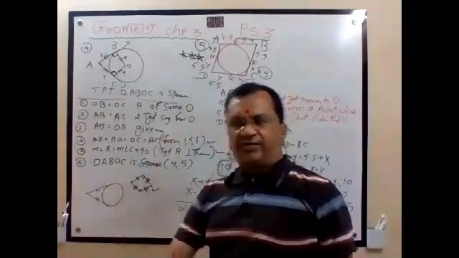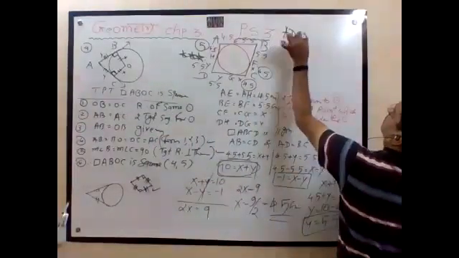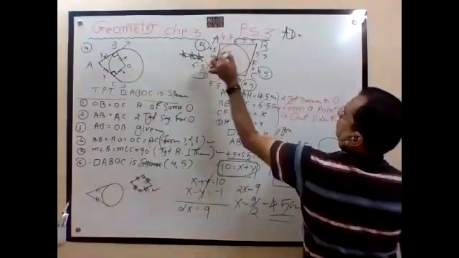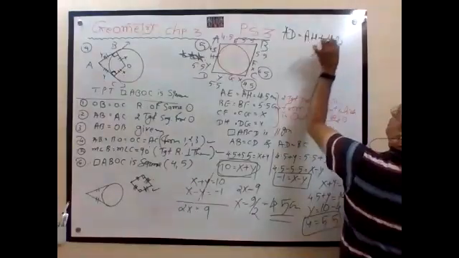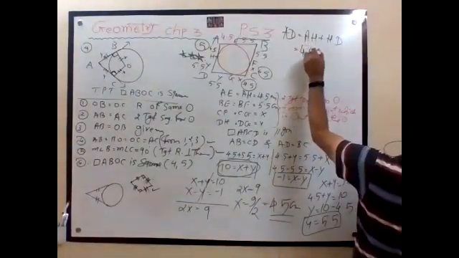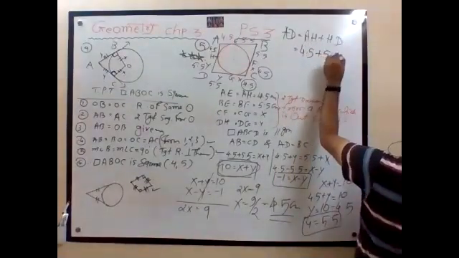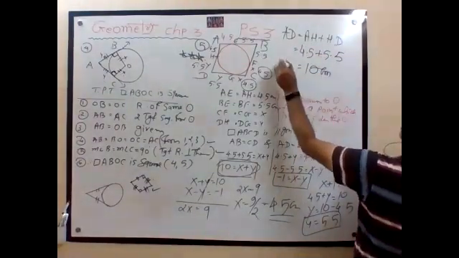Now the final question is AD. AD is made up of what? AD means AH plus HD. So 4.5 plus 5.5 is equal to 10 centimeters.